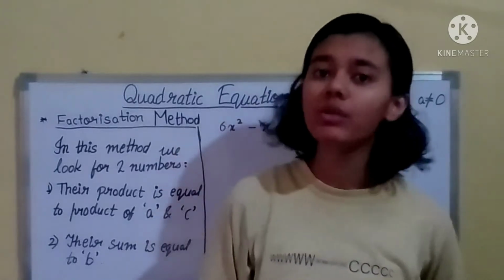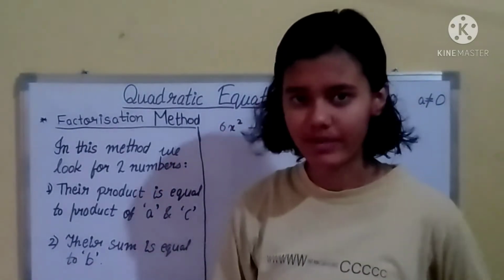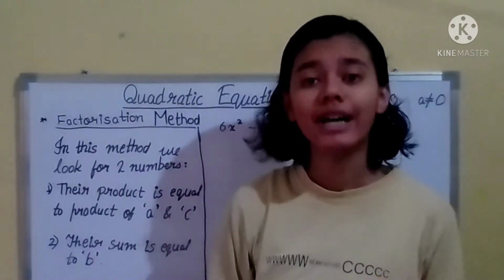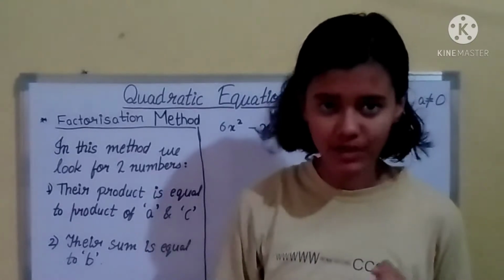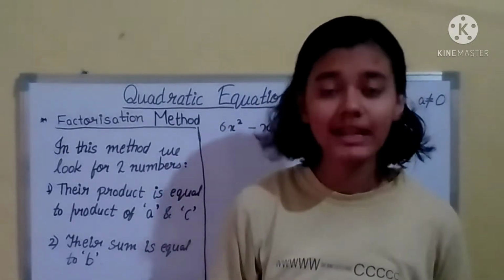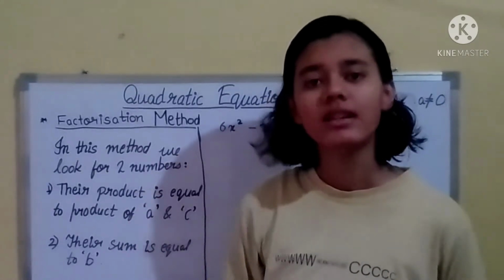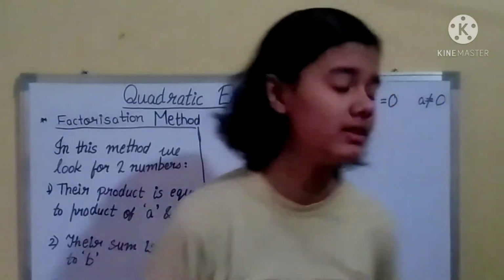Methods to solve the quadratic equation. So the first method is the factorization method. Yesterday I told you what those three methods are. First method is the factorization method, second method is the completing the square method, and the third method is the quadratic formula. So first we will do the factorization method.